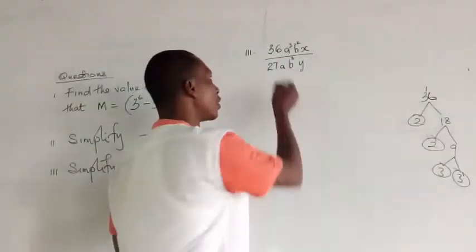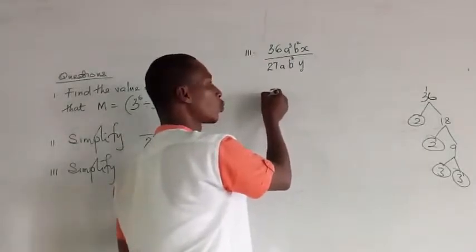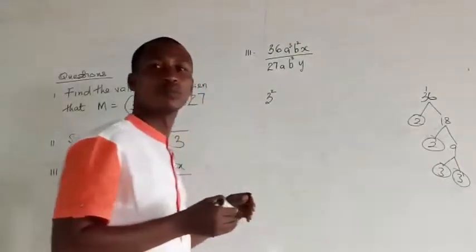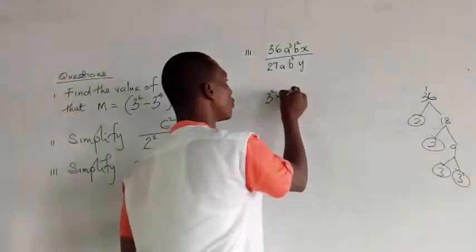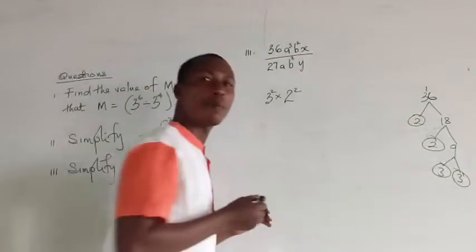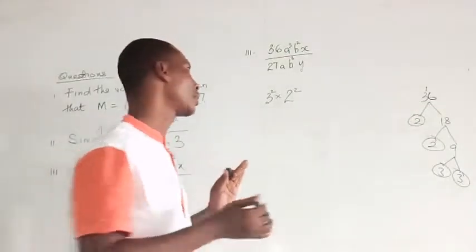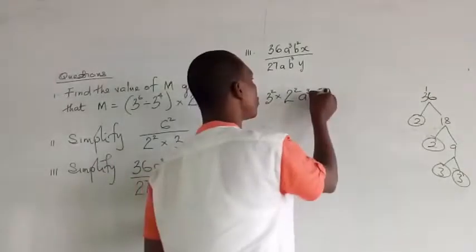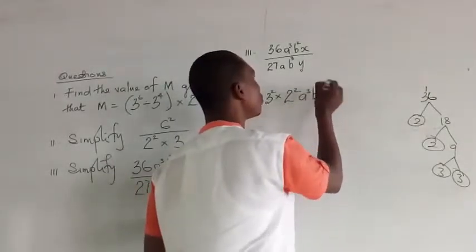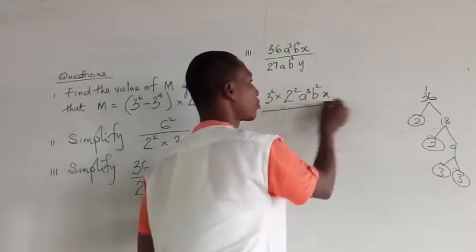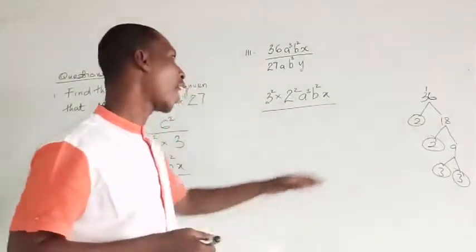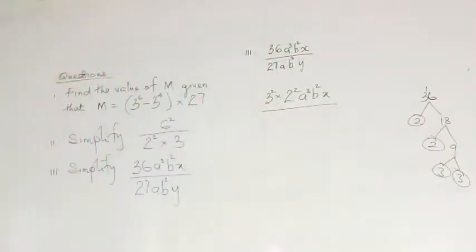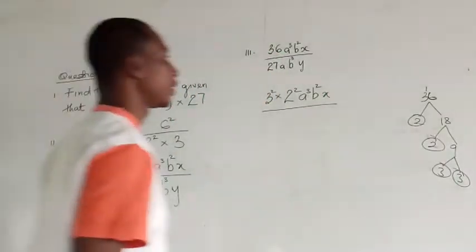So we have 36 will now be equal to 3 to the power 2 times 2 to the power 2. You see how I've expanded it? Then I'll bring my a cubed b squared x. As I worked for the 36, I will do for the 27.